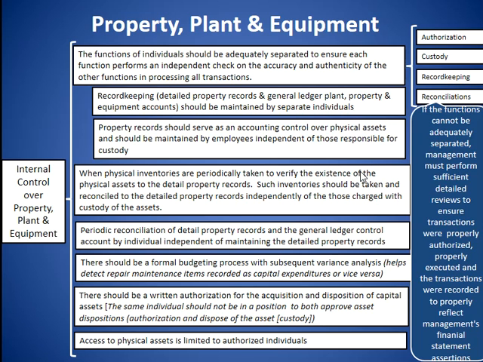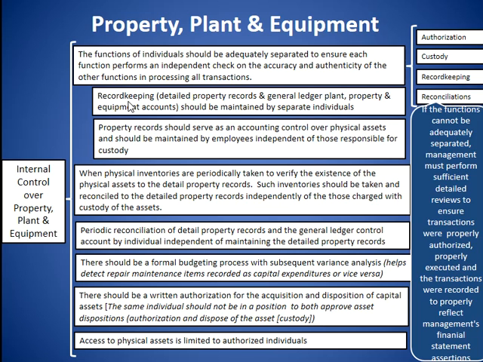And just like every other transaction cycle, if we find that the functions cannot be adequately separated, management has to step in and provide some form of sufficient detail review to make sure that the transactions processed through that transaction cycle were properly authorized, properly executed, and properly recorded within the financial accounting framework, and they reflect management's financial statement assertions. So let's go on to some of those independent functions here.